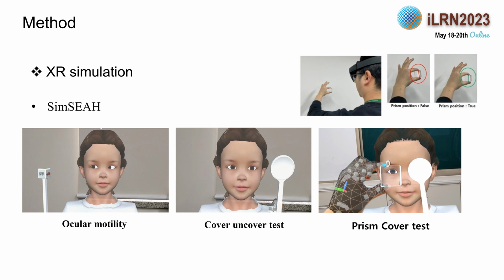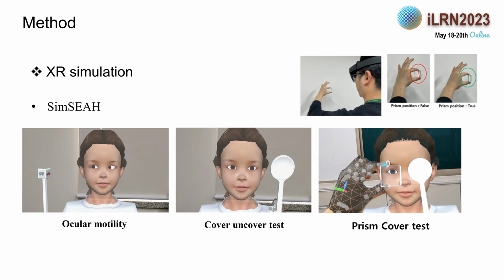This is the XR-based simulation we used. This simulation, called SIMSEA, aimed to diagnose pediatric patients with strabismus using holograms. Participants examined the virtual patient and diagnosed strabismus by evaluating changes in the eyes. The strabismus diagnosis simulation comprised 3 scenarios, and each process is shown in the following 3 figures.